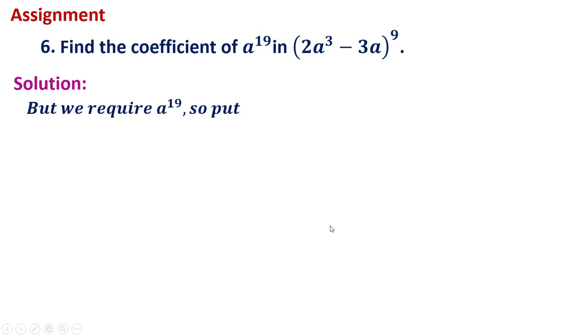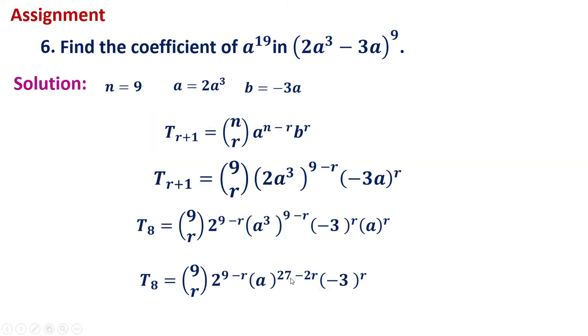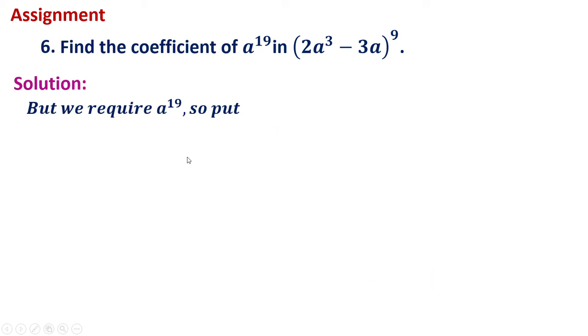But we are required to look for a raised to the 19th power. So, 19 equals 27 minus 2r. Where does that come from? Right? 27 minus 2r of a. They are exponents. So, that's where it comes from. So, checking that, 27 minus 19 is 8. So, 2r, divide both sides by 2, r is 4.